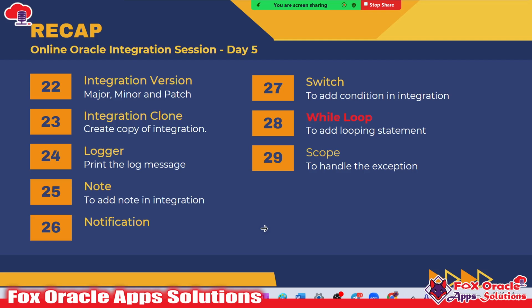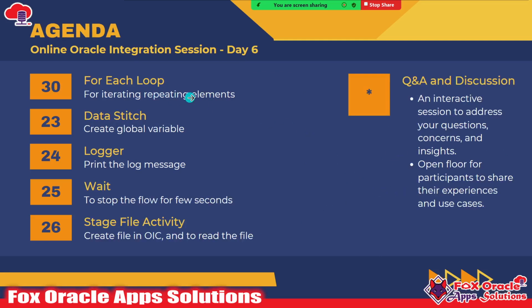So now in this session today we will first start with the while loop. Then after that we will move to the next topic, that is for each loop, so how we can iterate the repeating element over there. Then we will use data stitch to create global variables and assign values to the global variables. Then we have wait, so we will check for wait, and then we will use a stage file activity to create files, read a file, and read specific data from the file, and that kind of operation we will perform.